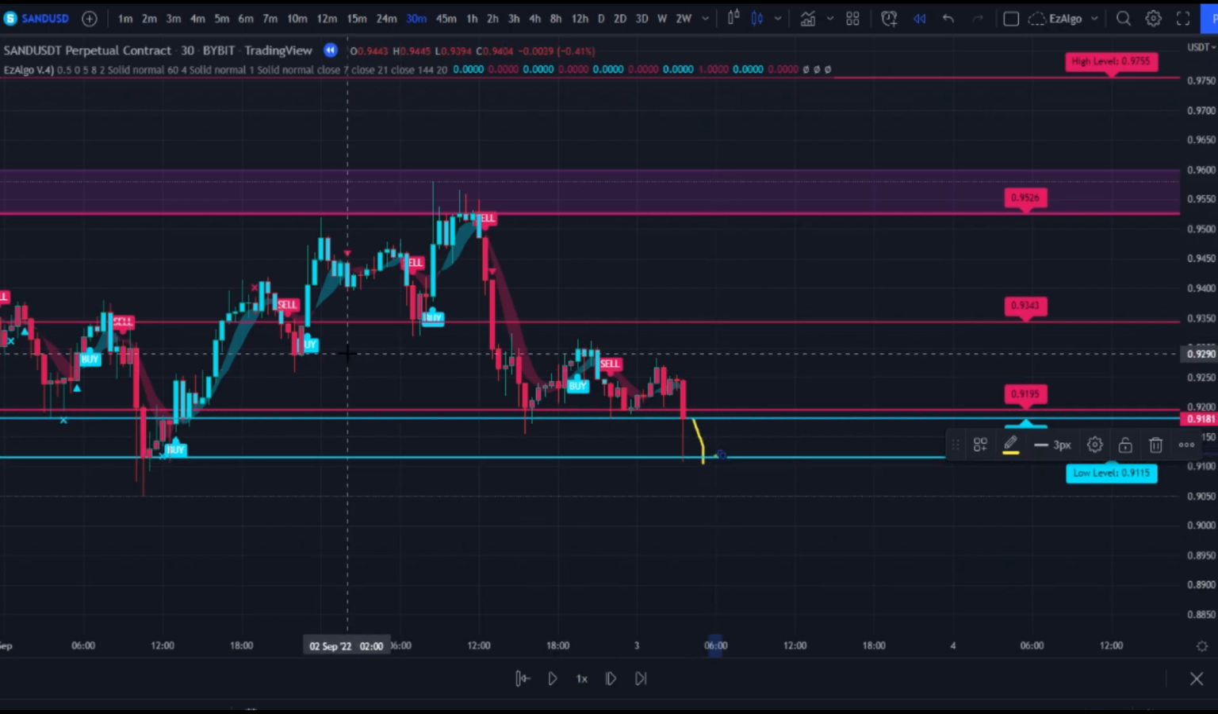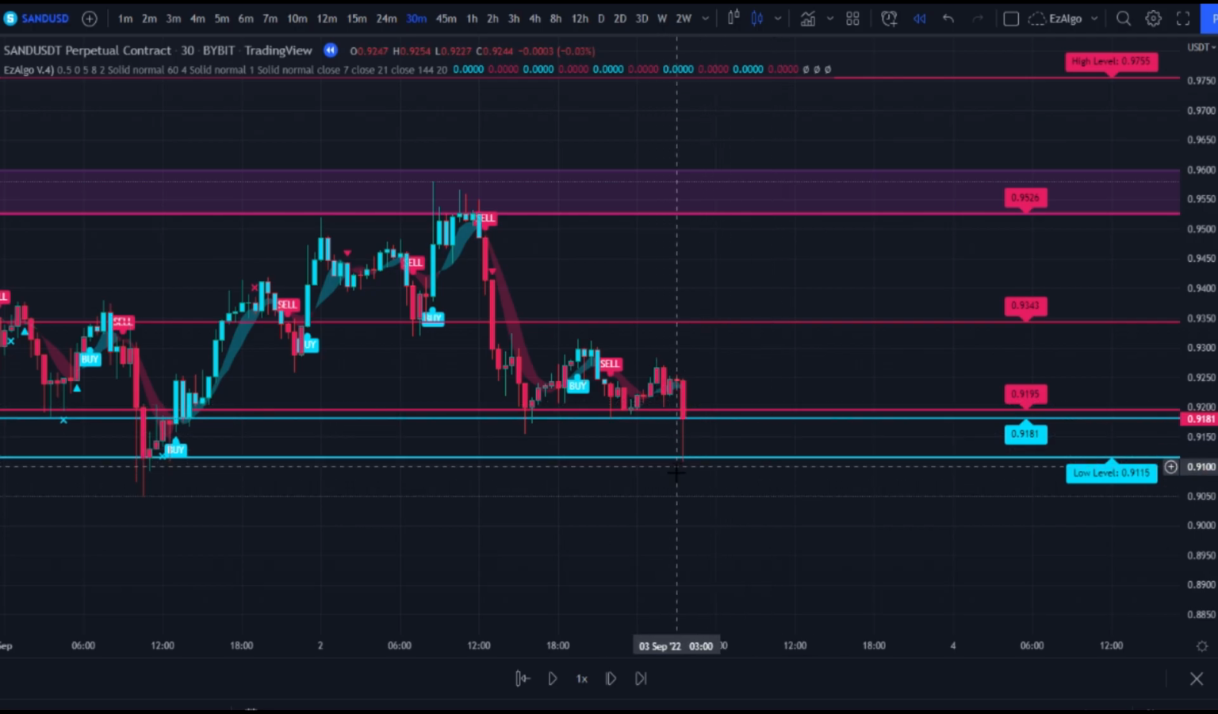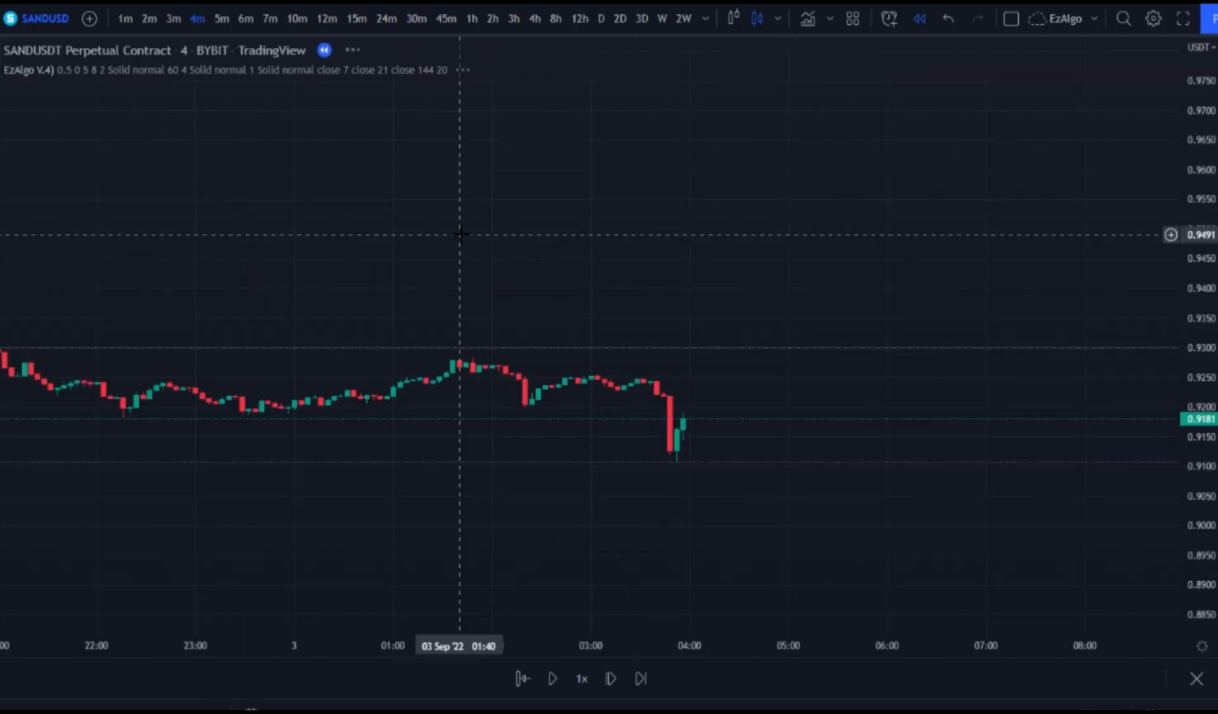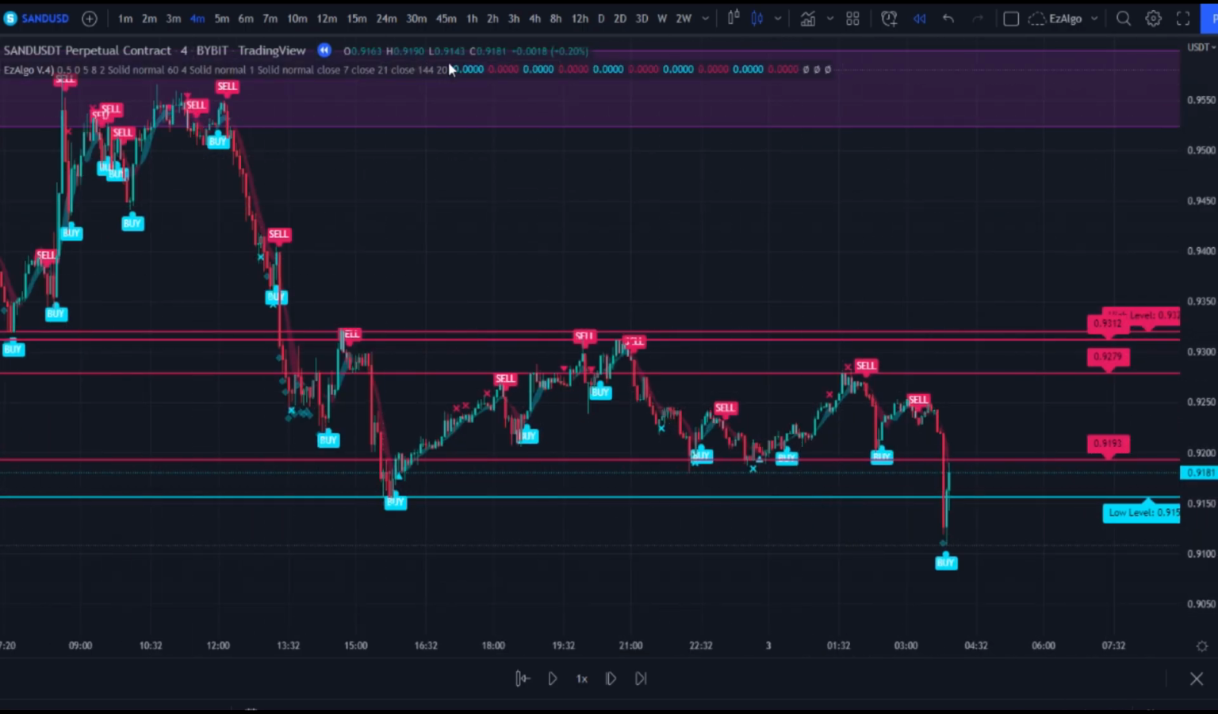As soon as it starts retracing. Now, it can be pretty difficult to actually time this. So what you could do is go down to, let's say, a 5-minute time frame and really pinpoint that entry. So as soon as it crosses that level, you will enter. And this is the beauty of EzAlgo.